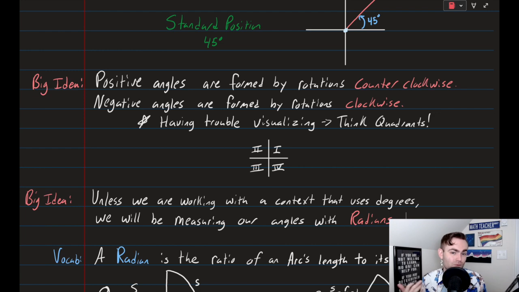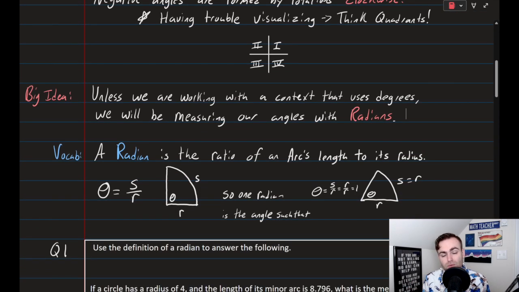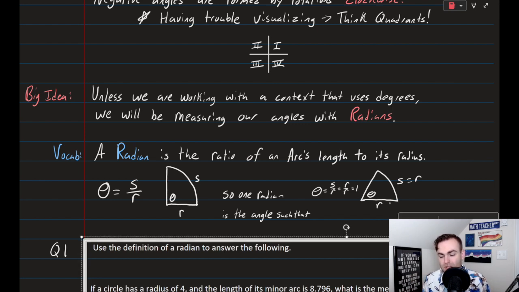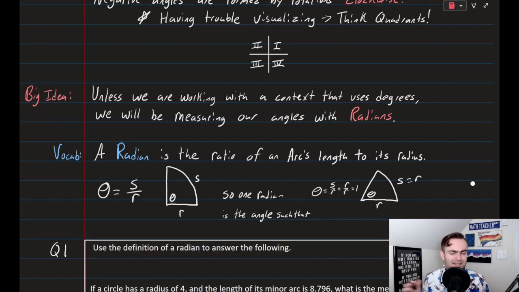So what is a radian? A radian is a different way of measuring angles. It's the ratio of an arc, which is part of the circumference of a circle, to the radius of the circle. So 1 radian occurs when the radius is equal to the arc length, which is a little bit weird. Think about how many radians that might make a whole circle. We'll get to it soon, but just an interesting thought.